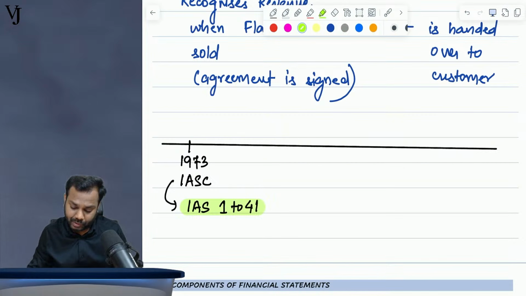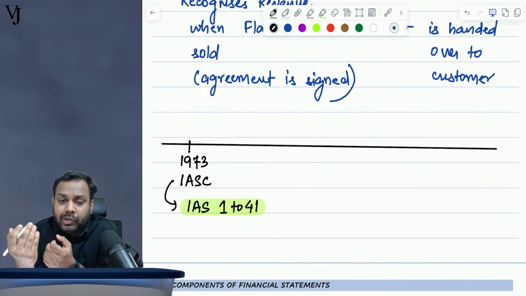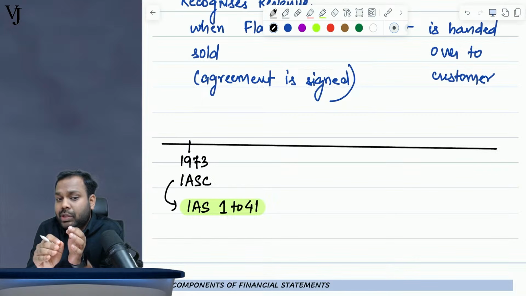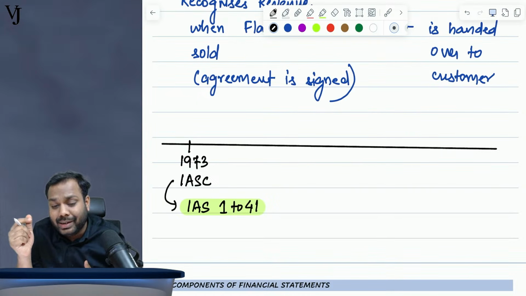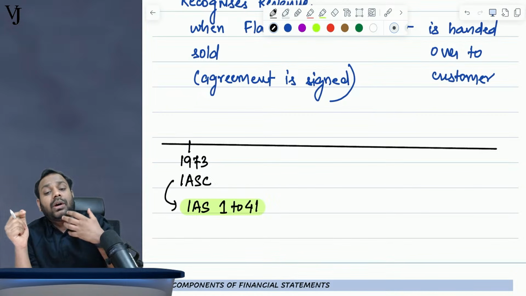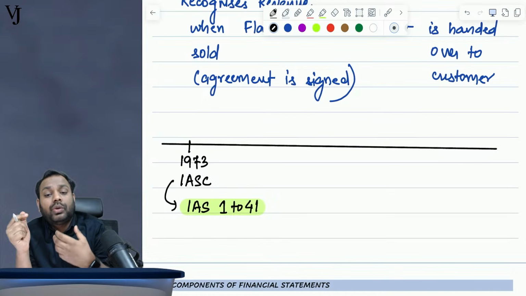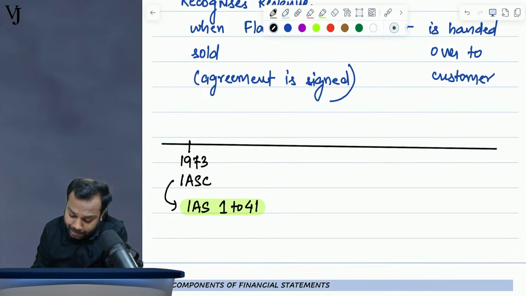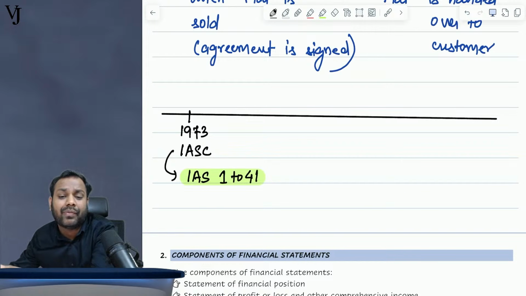Now tell me, as the world evolves, the transactions that are happening also evolve with time. Tell me yes or no. Guys, I need all of you to be active on the chat box. As the world evolves, the transactions evolve, which requires the accounting standards to evolve too, right? So what happened? These standards were not able to cater to the current transactions happening in the market.